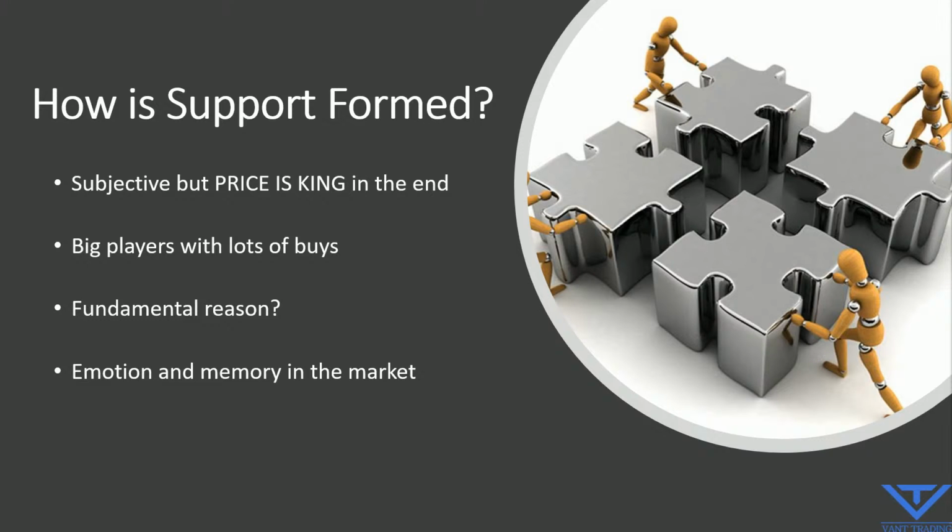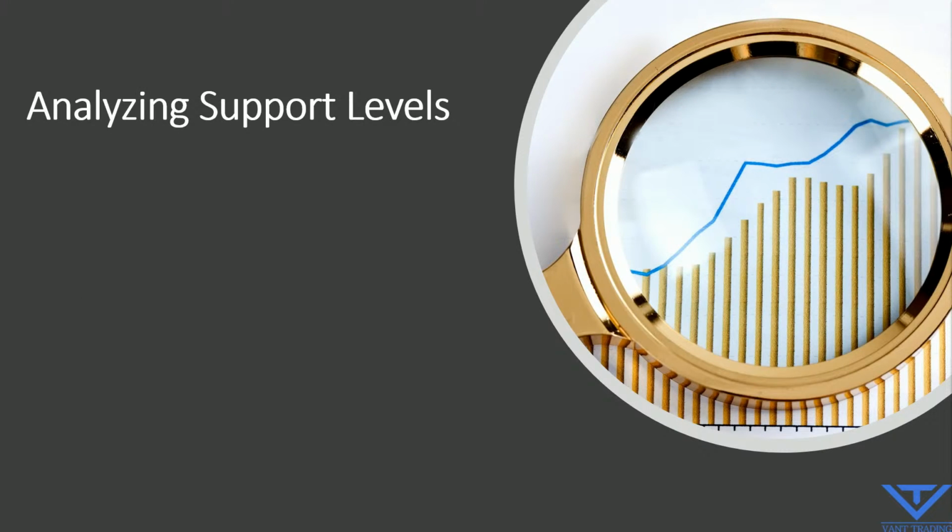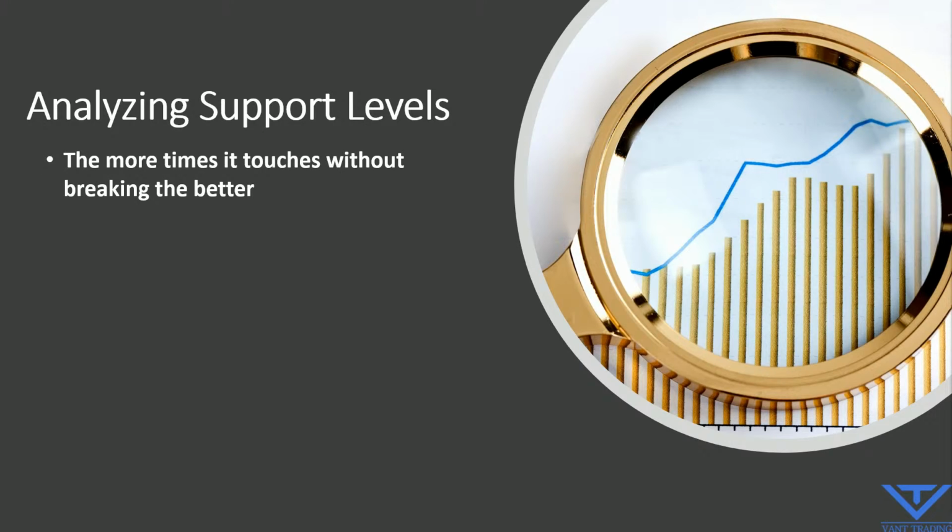The market has emotion and memorizes some of these levels. So when you're analyzing support levels, how do you analyze support levels? Well, obviously, if you've heard some of this before, you will know that the more times it touches that support level without breaking that support level, the better. The stronger that buying looks, the better. The cleaner that demand is, the better. The extent of the bounce off of that support can be pretty key.